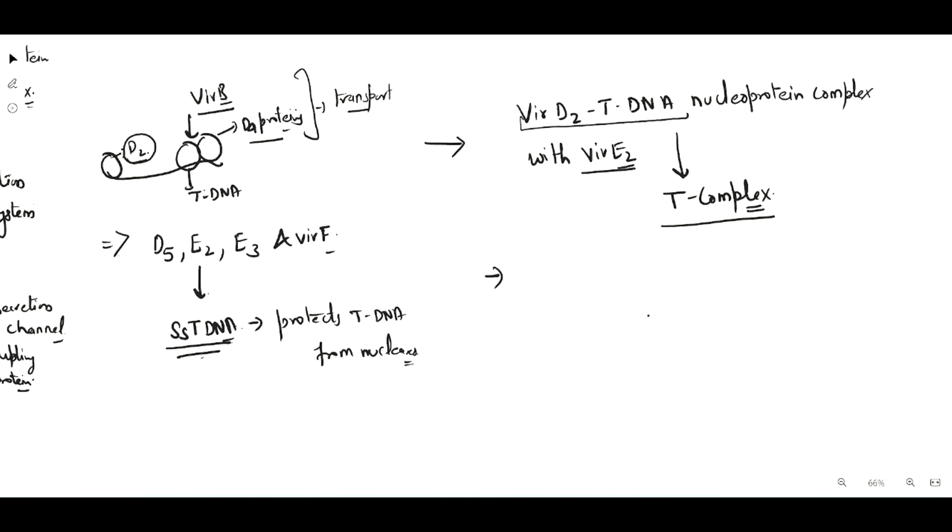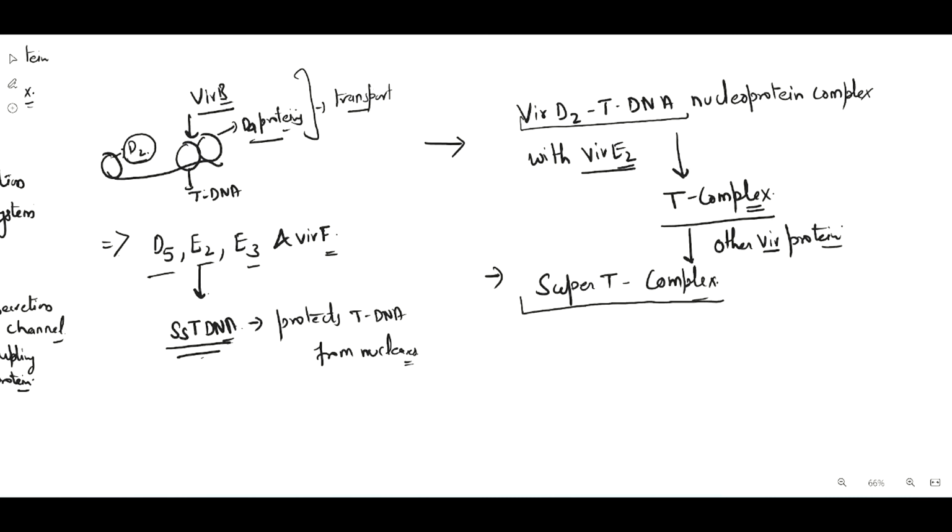And with the presence of other Vir proteins like D5, E2, E3 and F protein, or B and D4, they are known as the super T complex.